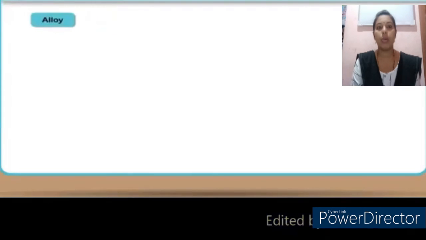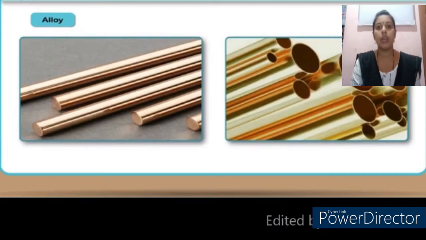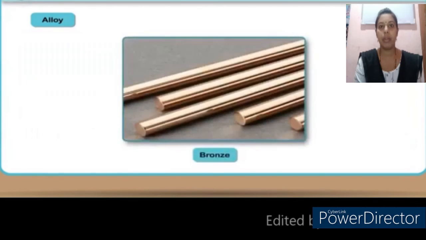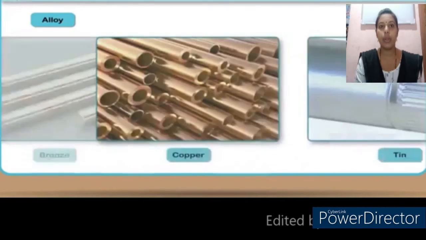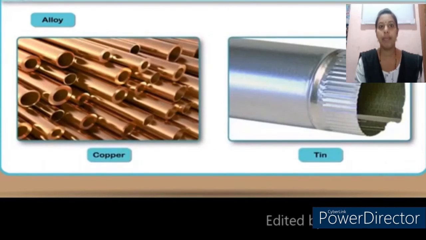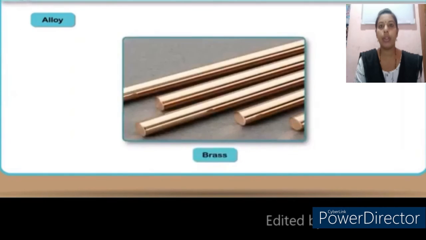An alloy is a homogeneous mixture. An alloy is a mixture of a metal with another metal or non-metal. For example, bronze is an alloy of copper and tin. Brass is an alloy of copper and zinc.